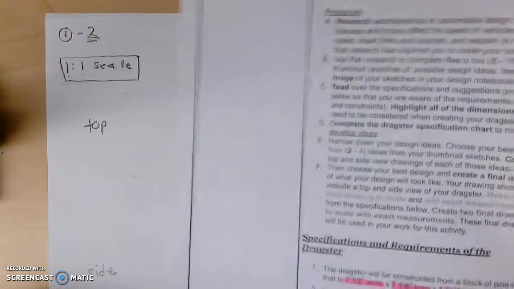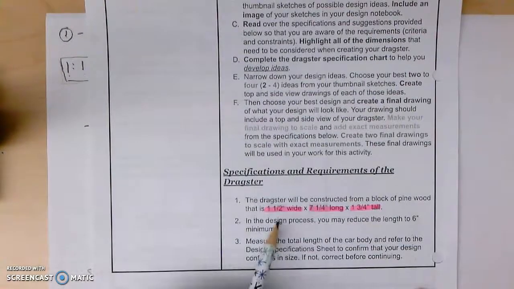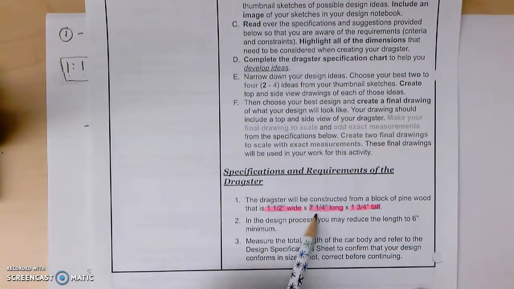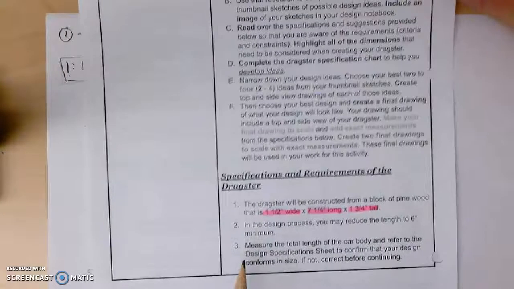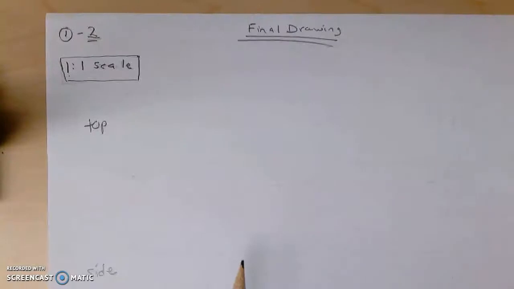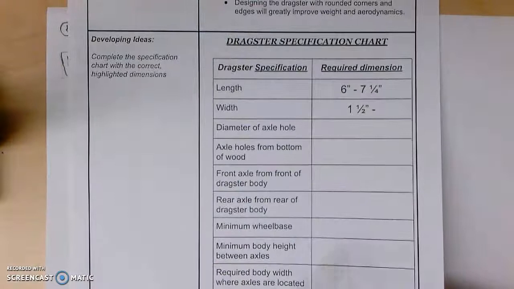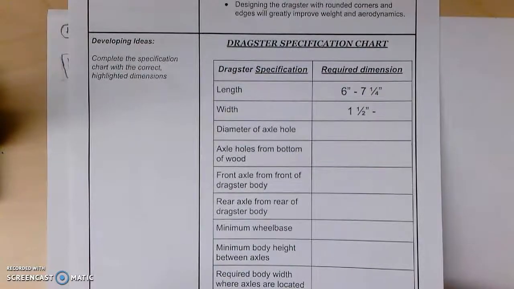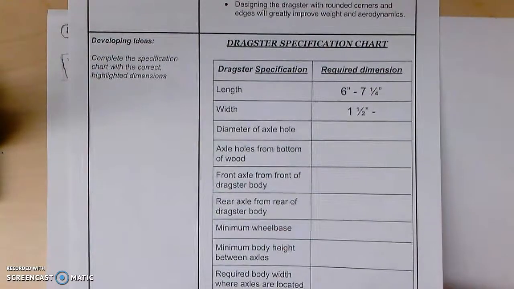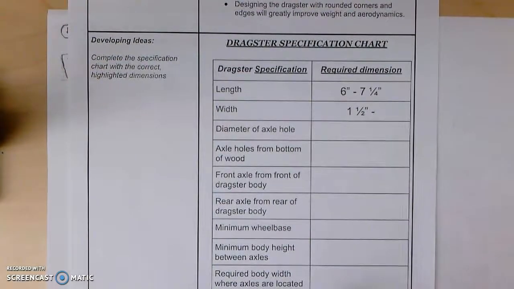So we want to go back to our specifications. And what you see highlighted in pink here, you should have this in your specification chart. Number 1 says the dragster will be constructed from a block of pine wood that's 1.5 inches wide by 7 1/4 inches long by 1 3/4 inches tall. So those are the dimensions that we're going to use. This information should be in this specification chart. You should have this completed. That was something that we did in a previous class, and we went through it in class as well. So we should know those dimensions.